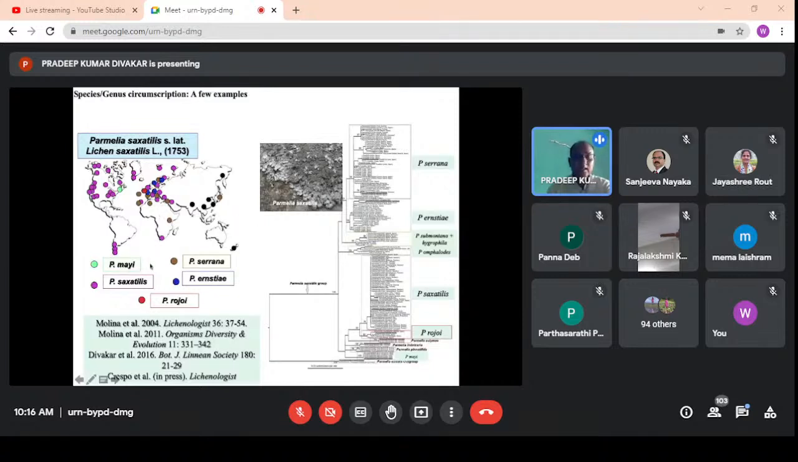So there is still a species widespread. Apart from the segregation of species, Parmelia saxatilis structure remains widespread. It means it's still found in both poles, in Antarctica and in the Arctic regions.